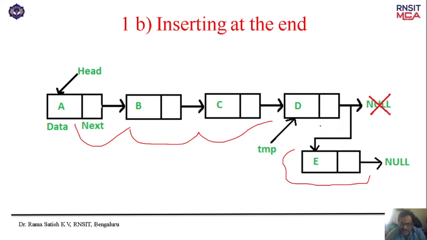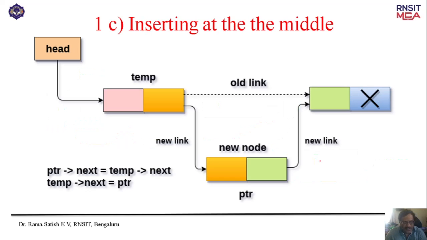Once it is connected to the new node, what happens? The null it was earlier pointing to is taken out, and instead of this link, the new link to the new node is created. So this is how you insert a new node at the end. That is the concept of inserting.